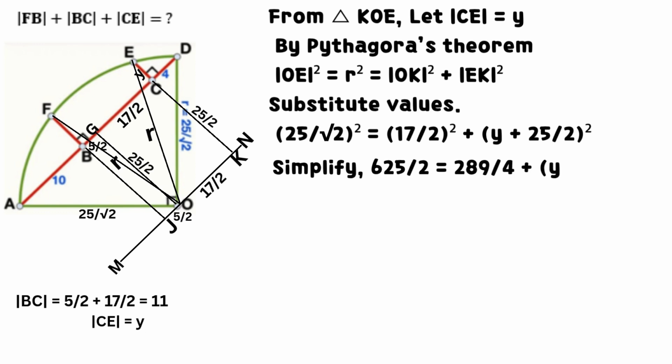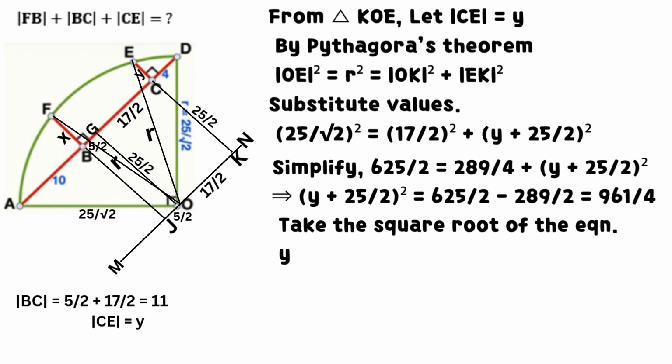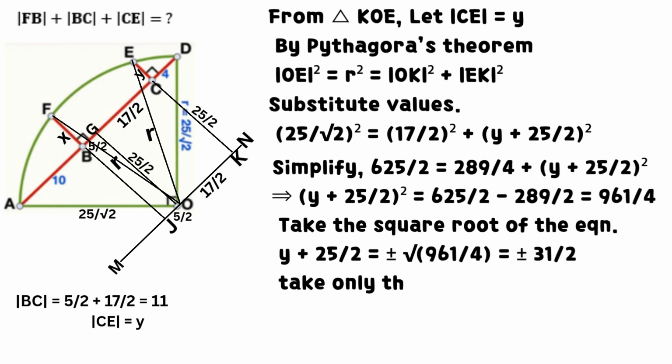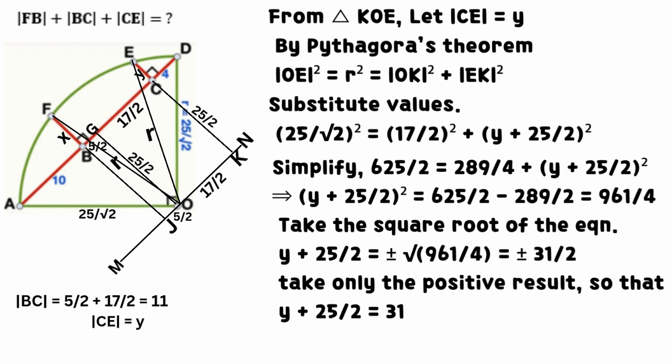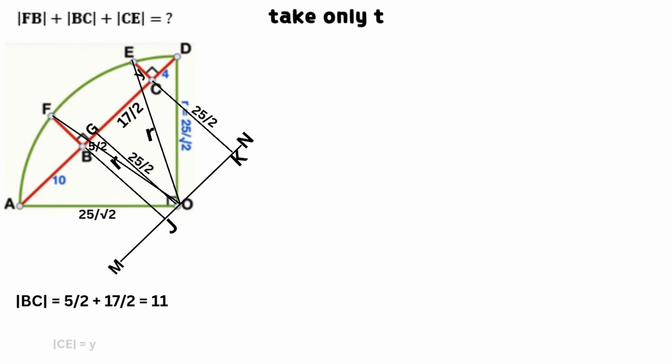Simplify. Half of 625 equals the sum of 1/4 of 289 and the square of the sum of y and half of 25. It implies that the square of the sum of y and half of 25 equals 961 divided by 4. Take the square root of the equation. Solve for y. Take only the positive result and simplify.